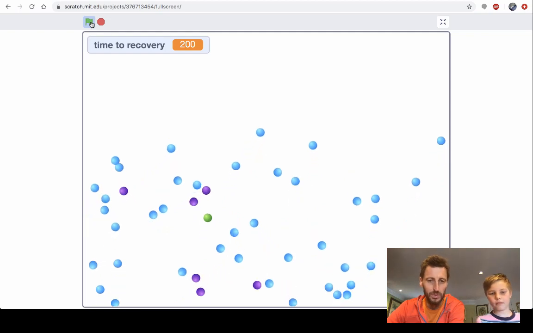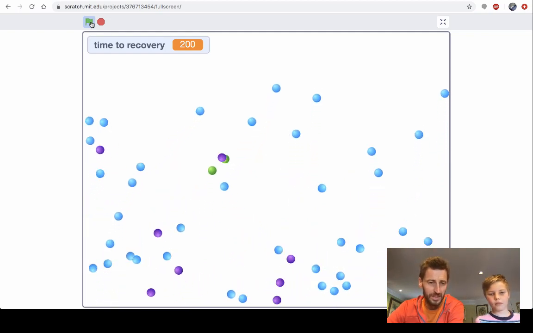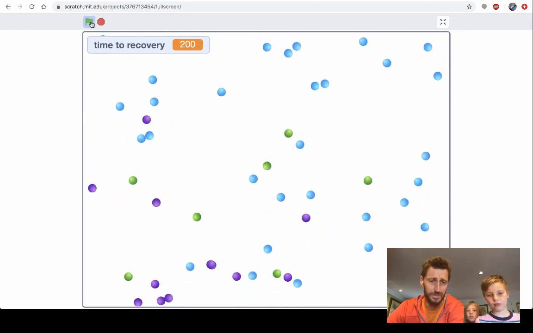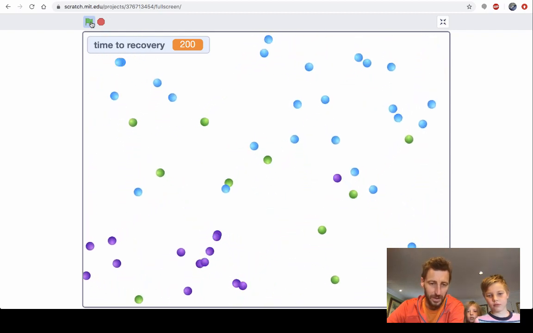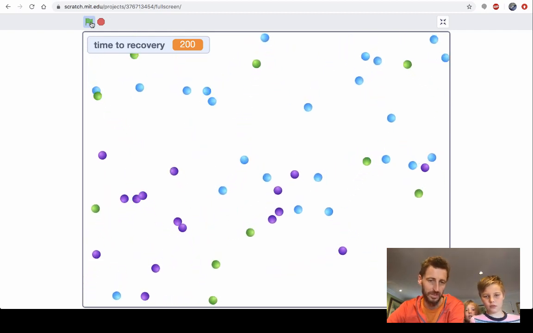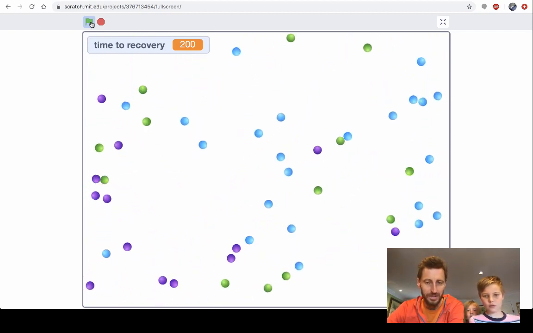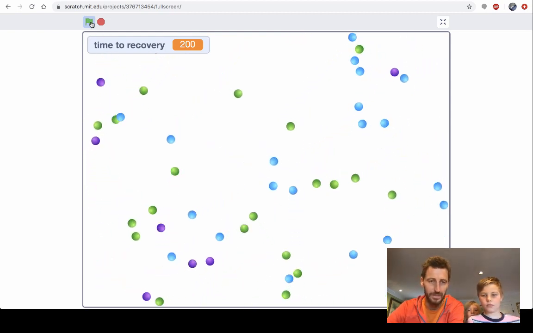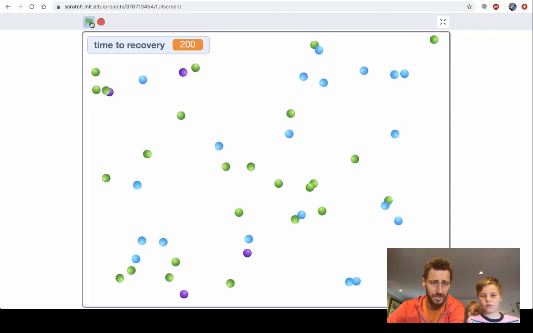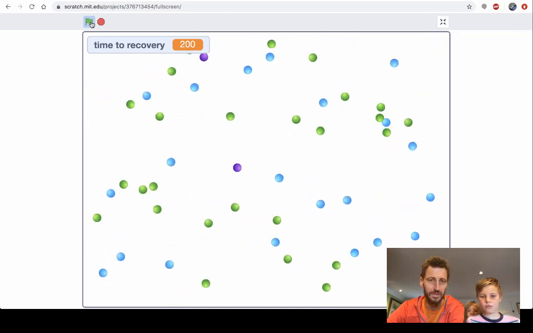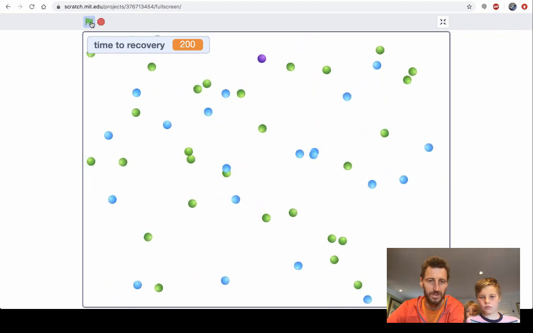The blue people are healthy people, the purple people are sick, and the green people are people who've recovered from being sick. So you'll notice when a blue person touches a purple person, the blue person turns purple, and every so often a purple person will randomly turn green when they recover. And you can see in this simulation actually already the sickness is running out. There's just two sick people left before everyone else got sick.